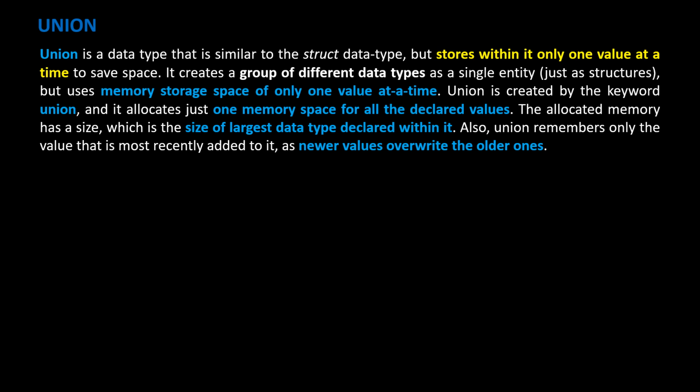Union is created by the keyword union, and it allocates just one memory space for all the declared values. The allocated memory has a size, which is the size of the largest data type declared within it. Also, union remembers only the value that is most recently added to it, as newer values overwrite the older ones.